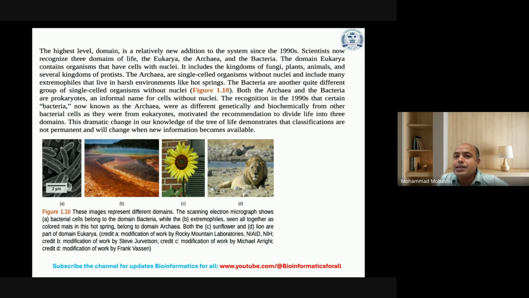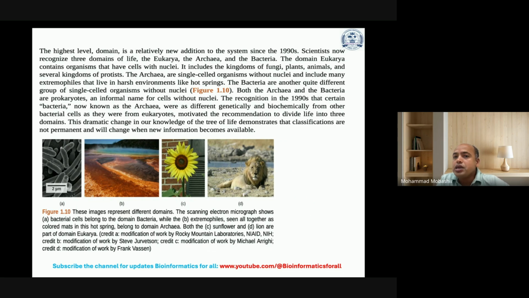Archaea are single-celled organisms without nuclei, and include many extremophiles that live in harsh environments like hot springs. The bacteria are another quite different group of single-celled organisms without nuclei. Both archaea and bacteria are prokaryotes, an informal name for cells without nuclei.